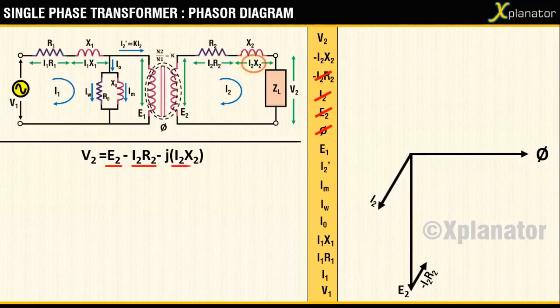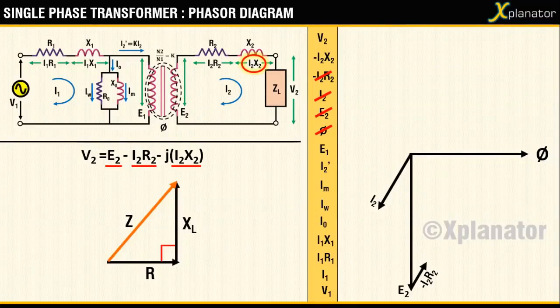The last term in the equation for V2 is minus j I2X2. To draw this, take help of the impedance triangle. According to this, in an inductive circuit, X leads R. You therefore draw minus I2X2, 90 degrees leading the vector minus I2R2. Since the direction of current has already been reversed, you need not worry about the minus in minus I2X2 again.